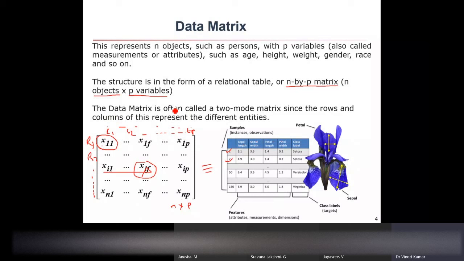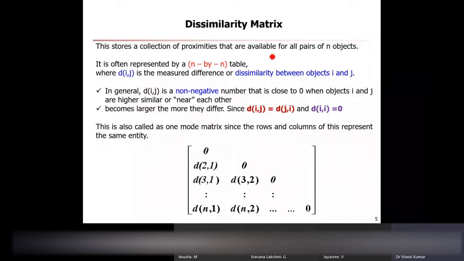So the data matrix is often called a two-mode matrix. Why? Because we have two modes: this side columns, this side rows. Okay, next one is the dissimilarity matrix.